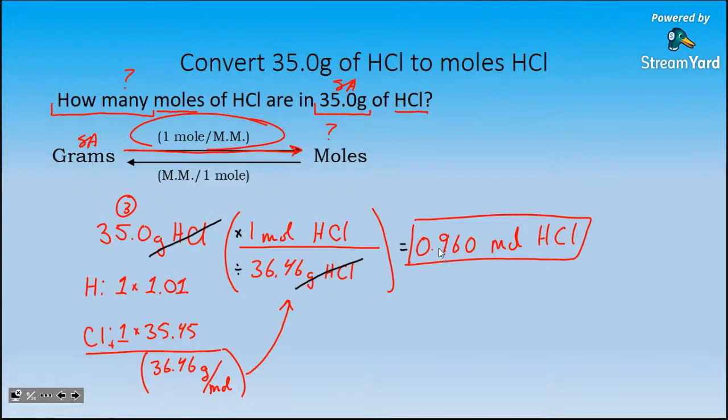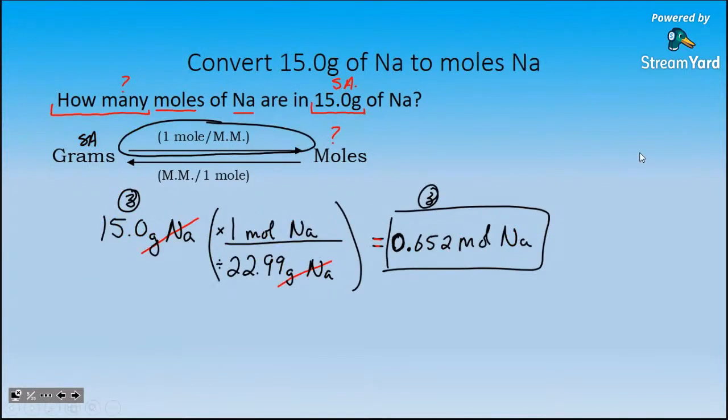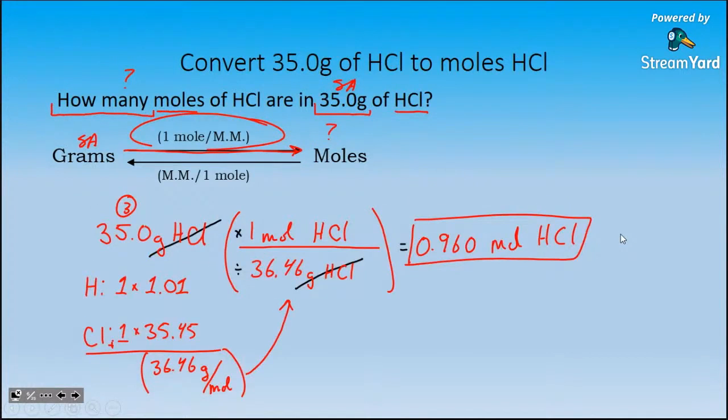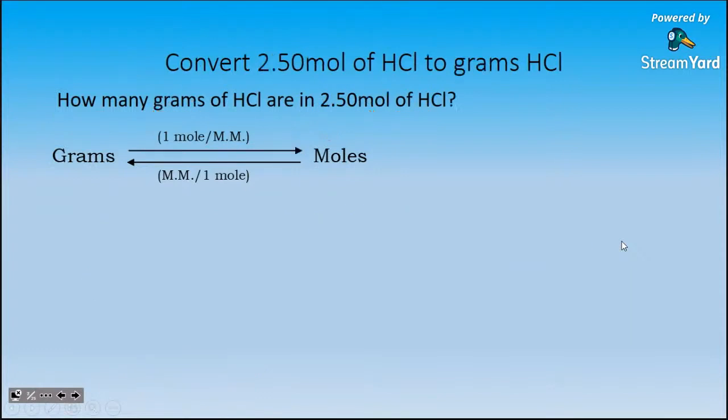It's the exact same as the logic when we are going grams to moles with just an element. So no real change other than having to calculate that molar mass of the compound rather than just looking up a mass from the periodic table. So now let's do the reverse. How many grams of HCl are in 2.50 moles of HCl?